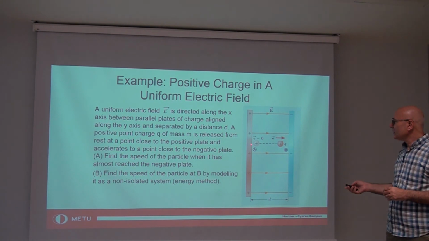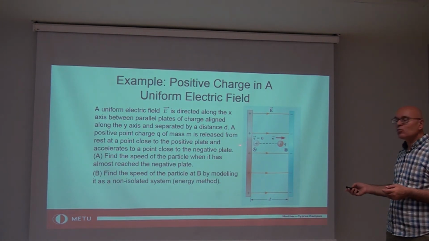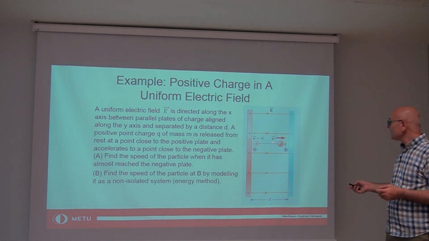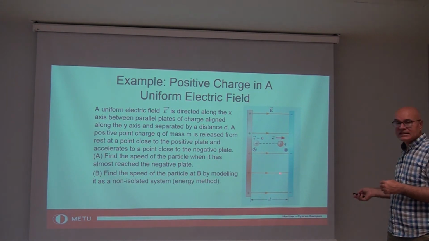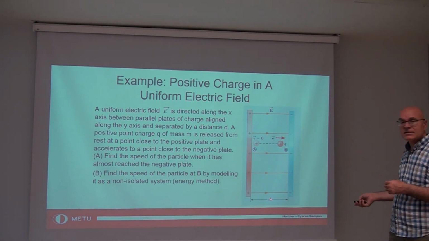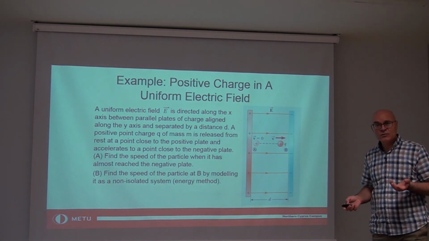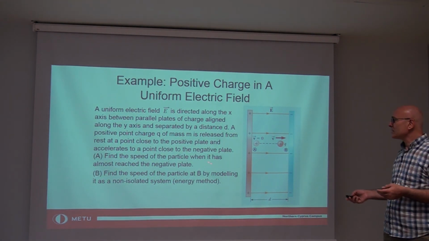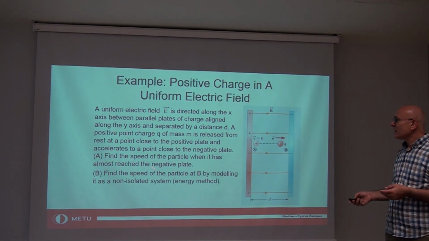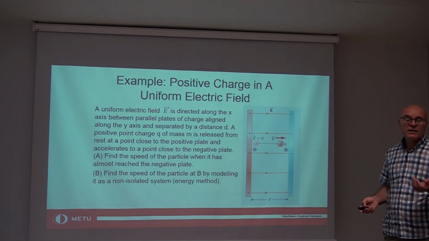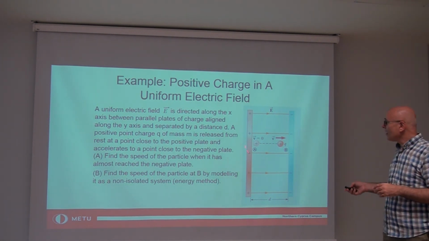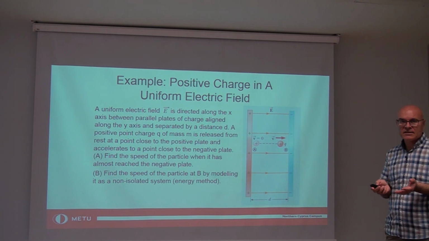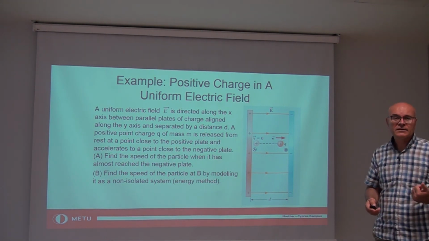Now, we want to find the speed of this particle when it almost touches the second plate, the negative plate, that is after it travels a distance d. And we are requested to do this using two methods. The first method is using kinematics, and the second is using energy conservation, or energy methods, by treating the charged particle as a non-isolated system. Okay, so let's see how we can do this.